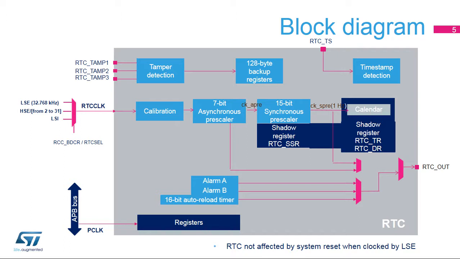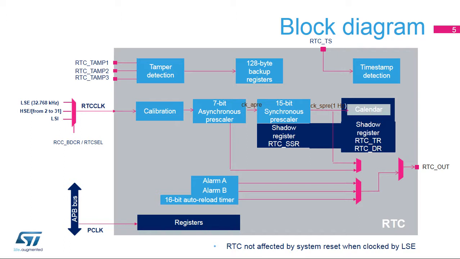The RTC clock is first divided by a 7-bit programmable asynchronous prescaler, which provides the CKAPRE clock. Most of the RTC is clocked at the CKAPRE frequency. So, in order to reduce power consumption, it is recommended to set a high asynchronous division value. The default value is 128. Then a 15-bit programmable synchronous prescaler provides the CKSPRE clock. CKSPRE must be 1 Hz in order to update the time and date BCD registers in 1-second increments.